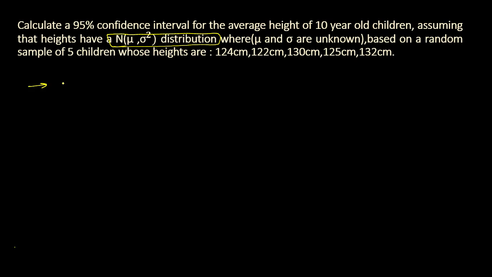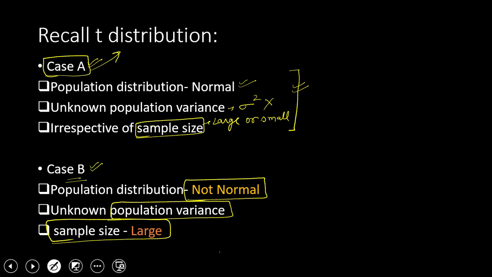So we have the population distribution as normal. That is given in the question. Now sigma square, that is the population variance, is not known. So our example falls under case A. As you can see, in case A, the population distribution is normal and we have unknown population variance.